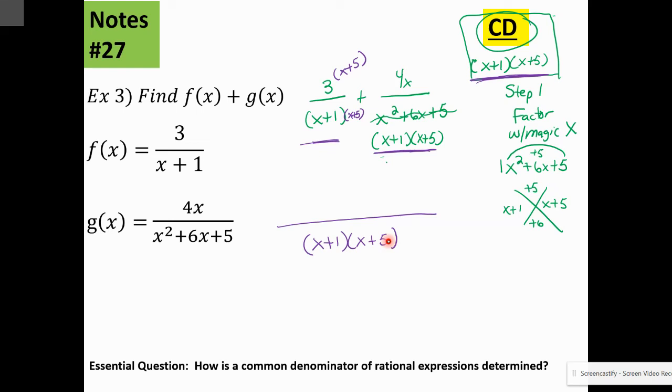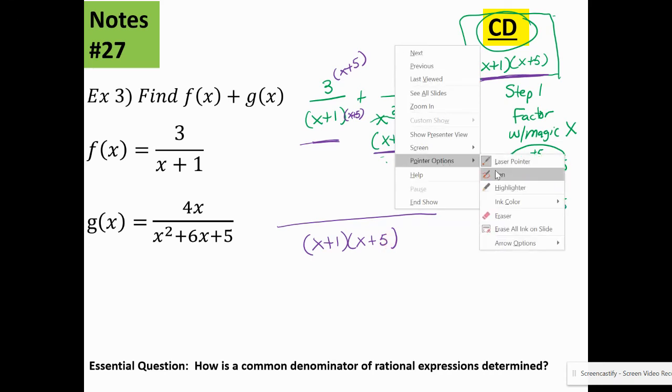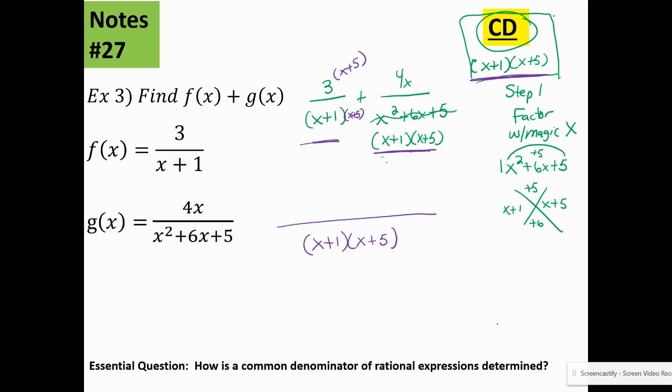Distribute 3 with a pen. So we're going to distribute 3. Come on, pen. There we go. So this would be, oh, it keeps changing to that red laser pointer. So it would become 3x plus 15. And then I'm going to bring down the positive, and I'm going to bring down the 4x. So I multiplied by what's missing.